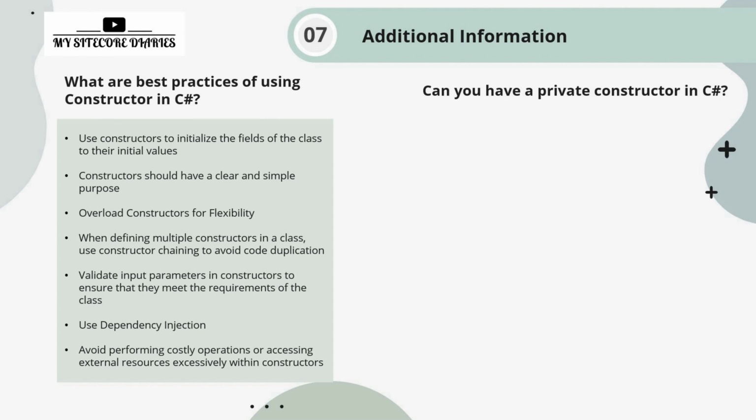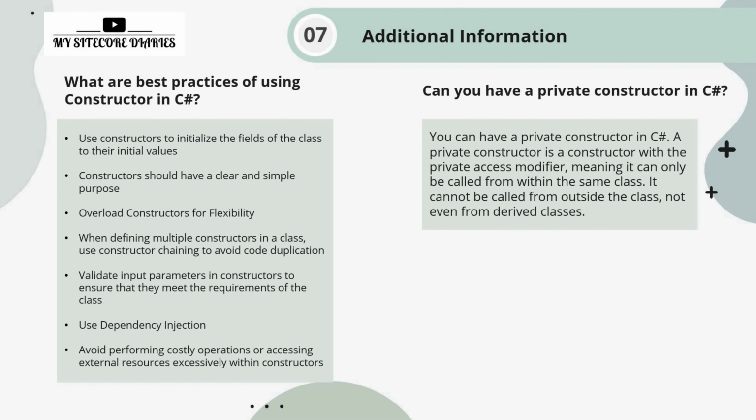Can you have a private constructor in C#? You can have a private constructor in C#. A private constructor is a constructor with the private access modifier, meaning it can only be called within the same class. It cannot be called from outside the class, not even from the derived class.